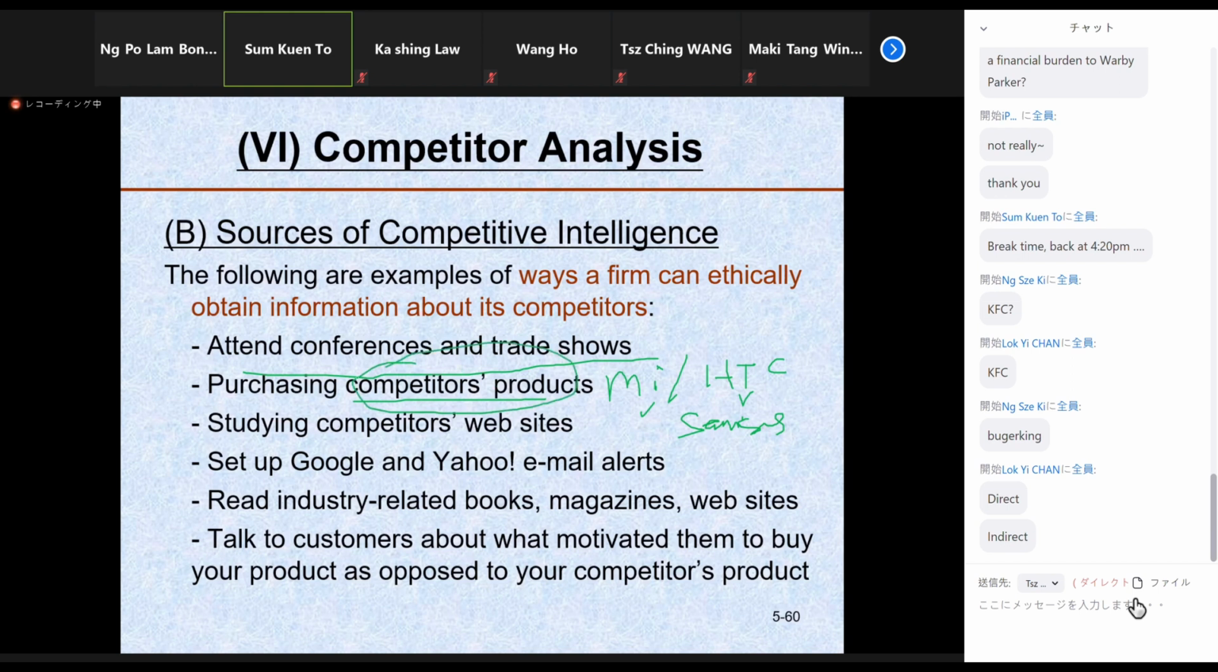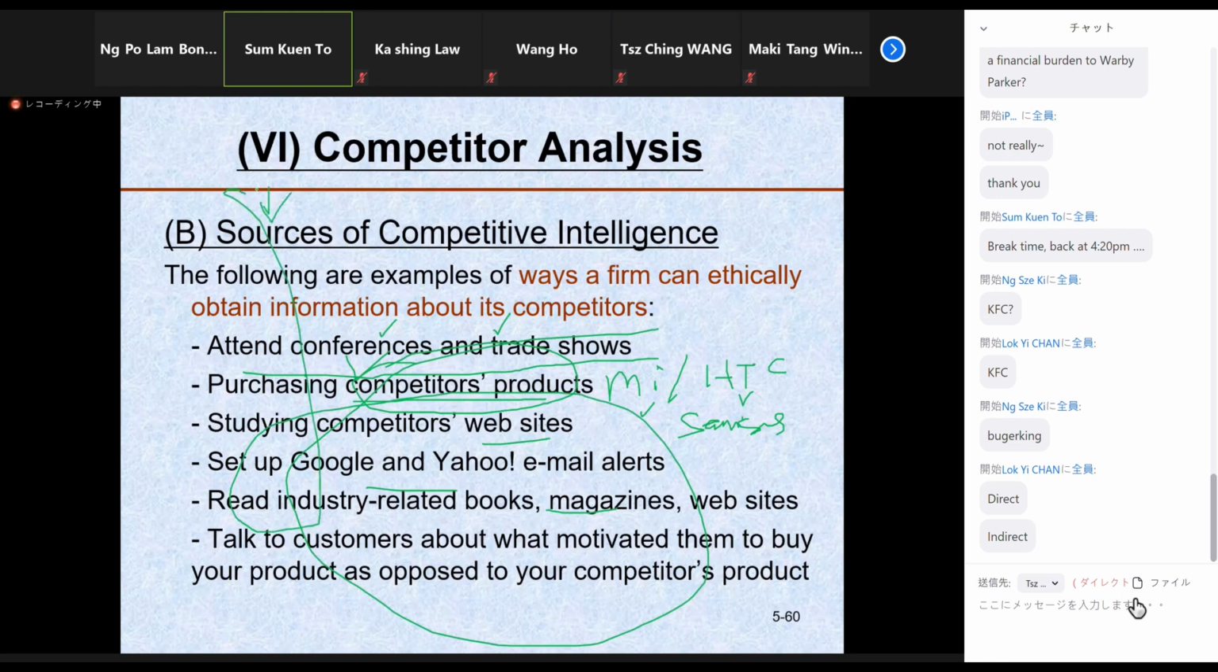And apart from attending their trade show, their conferences, talking about the introduction of their product, you buy their product to see what is inside, you visit their website, etc. So all these, go to Google search, look at the magazine, and even talk to their customer, go to observe their shop, to see their consumer spending pattern. So all these can help you do a better job. So all these are the sources of information, right?